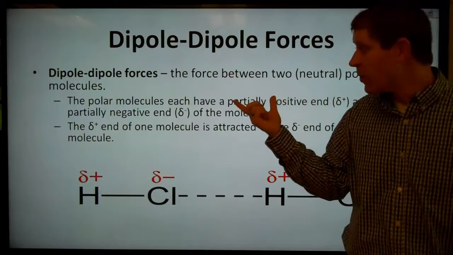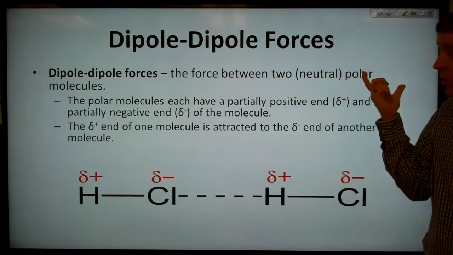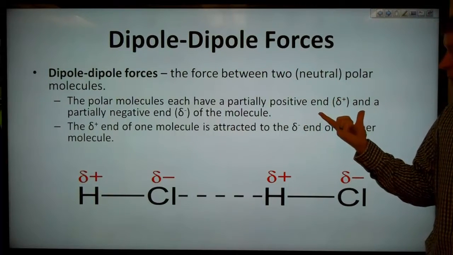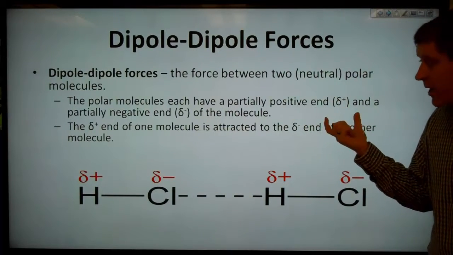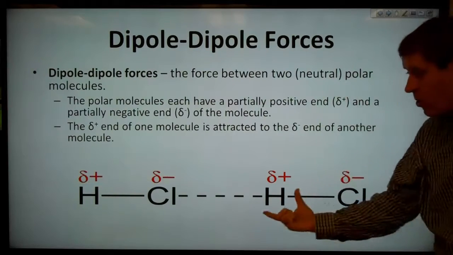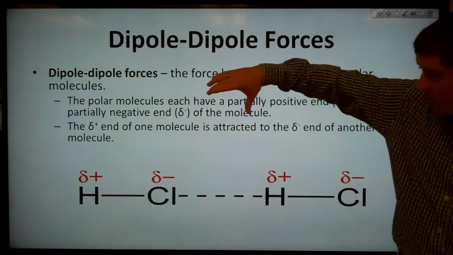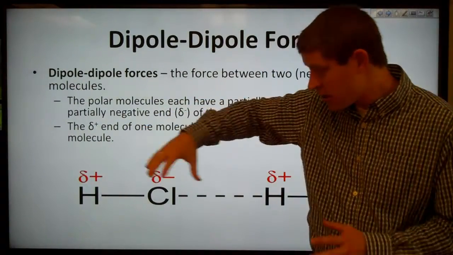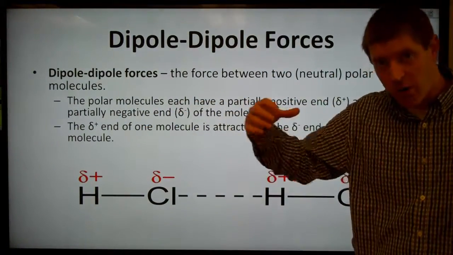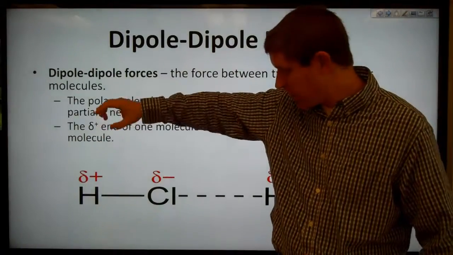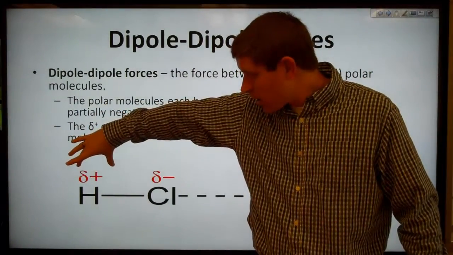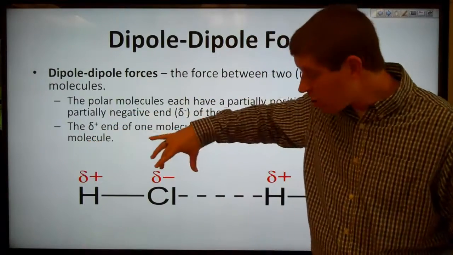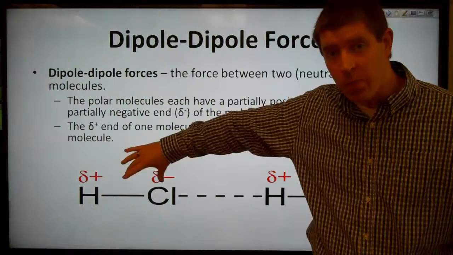So dipole-dipole forces are the force between two neutral polar molecules. The polar molecules each have a partially positive end and a partially negative end. So if we have, say, two hydrogen chloride molecules, the hydrogen is bonded to the chlorine. Note that the bond length is artificially lengthened, it seems awfully long. The hydrogen atom is significantly less electronegative than the chlorine atom, so in this bond we have a very polar bond.